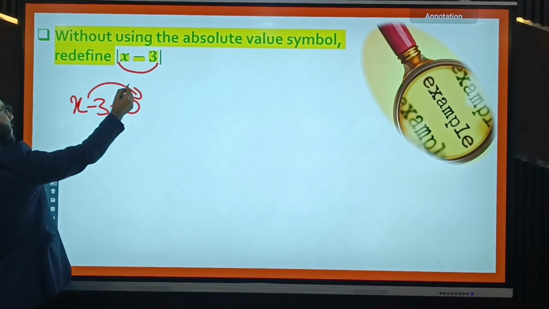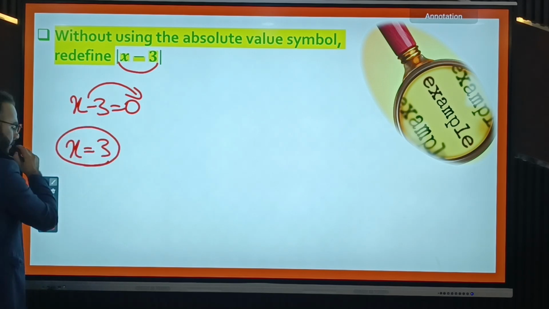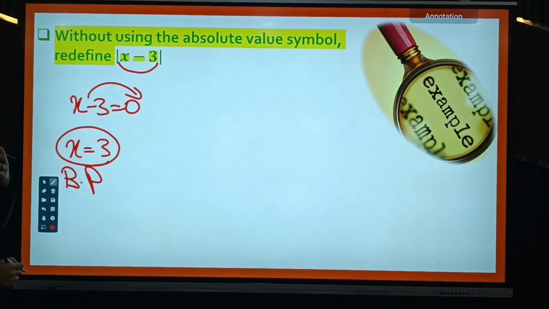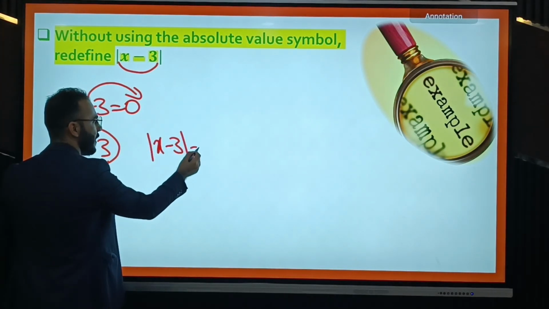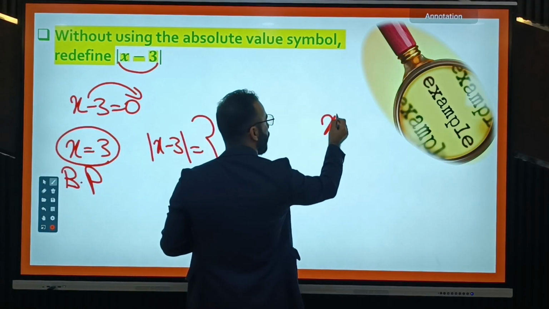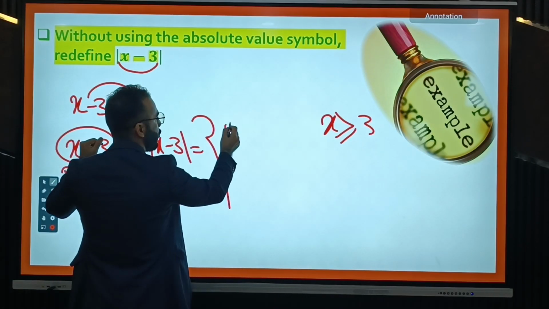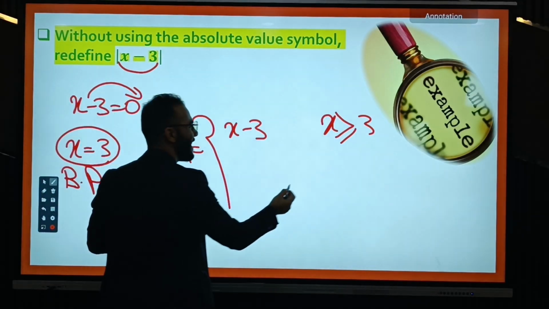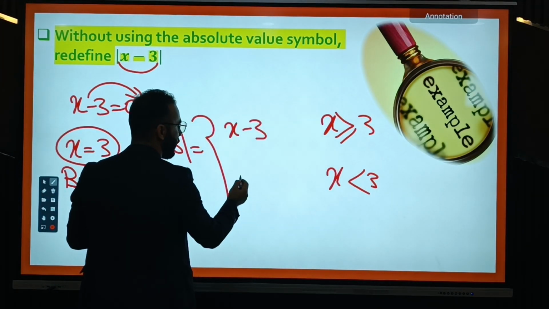Then move this negative 3 to the other side, and the value of x, which is our boundary point, is going to be 3. So then you are going to say that our function x minus 3 equals x minus 3 for all the values greater than or equal to 3, because the function would be positive, so no change would happen to it. For all the values less than 3, the function would be negative.